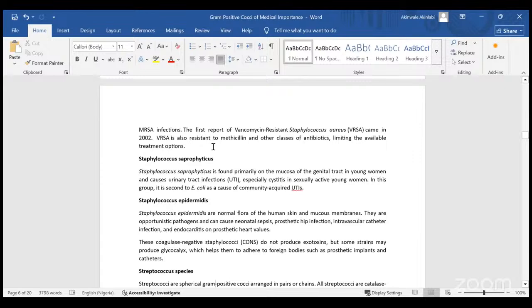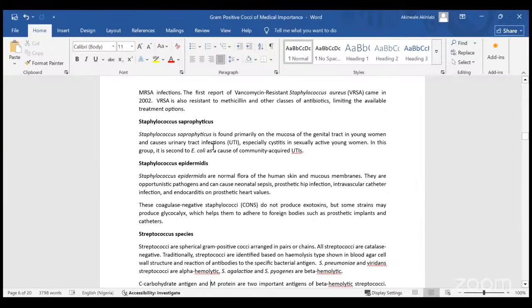So we'll go to the less important ones. Not that they are less important like that, but which really cause infection. We have Staphylococcus saprophyticus. They are primarily found in the mucosa of the genital tract of young women. That's where they are normally found, and they cause urinary tract infection. In this group, it is second to E. coli as a cause of community-acquired UTI. So what we are saying is that after Escherichia coli as cause of UTI in the community, the next one is Staphylococcus saprophyticus. Then we have Staphylococcus epidermidis.